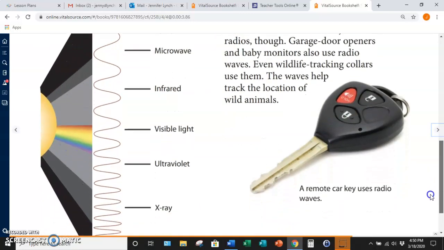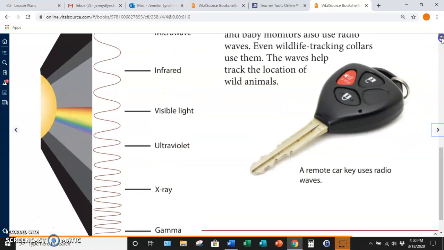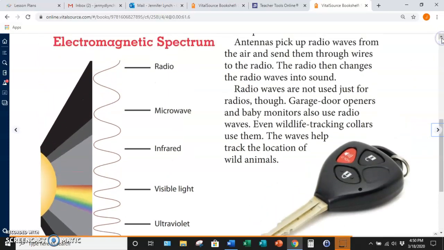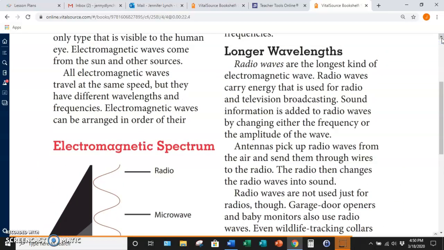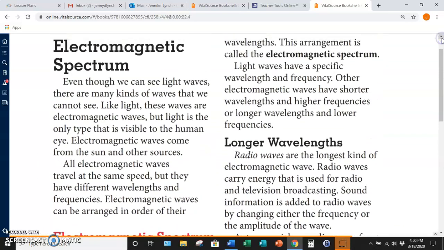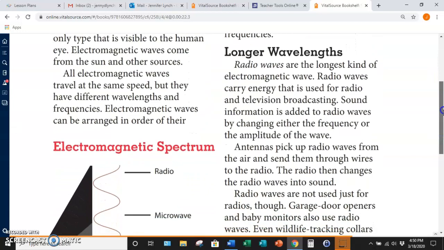All right, so we have things like gamma, X-ray, ultraviolet, visible light, which is what we can see, infrared, microwave, and radio waves. Light waves have a specific wavelength and frequency. Other electromagnetic waves have shorter wavelengths and higher frequencies, or longer wavelengths and lower frequencies. Radio waves are the longest kind of electromagnetic wave.